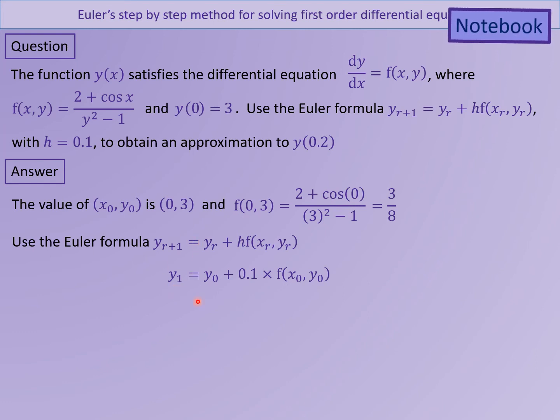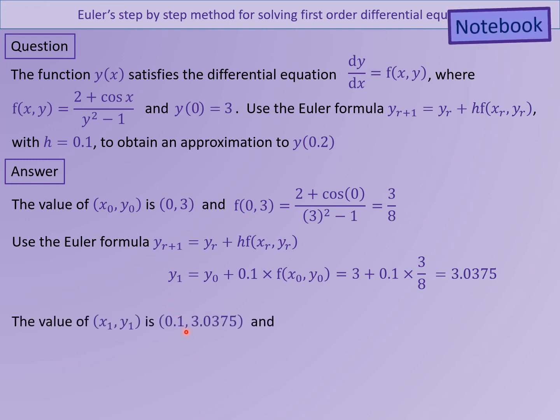So y1, because I've got y0, I'm looking at the next one up, it's an iterative method, is 0.1 times the gradient at x0, y0. Now I've done that work already, so I can see it's just going to be 3, which is the previous y value, plus 0.1, which is the h size, times the gradient at that previous point, x equals 0, y equals 3. So there we go. Work all that out. There's my y value, 3.0375. So roughly speaking, that would be the value of y when x equaled 0.1.